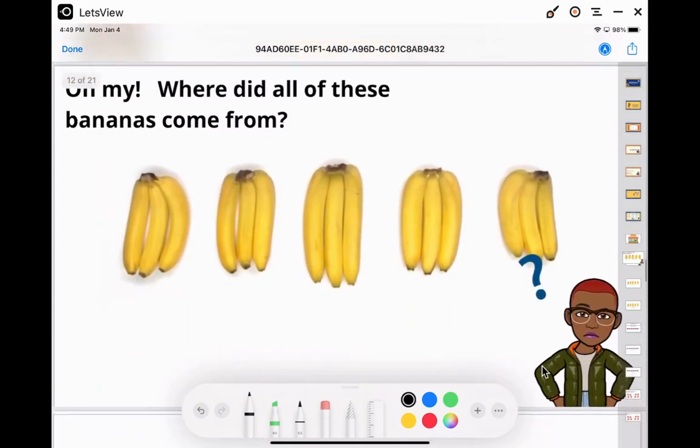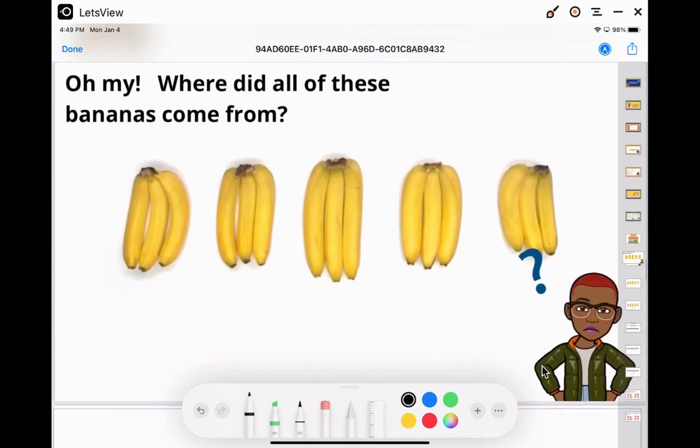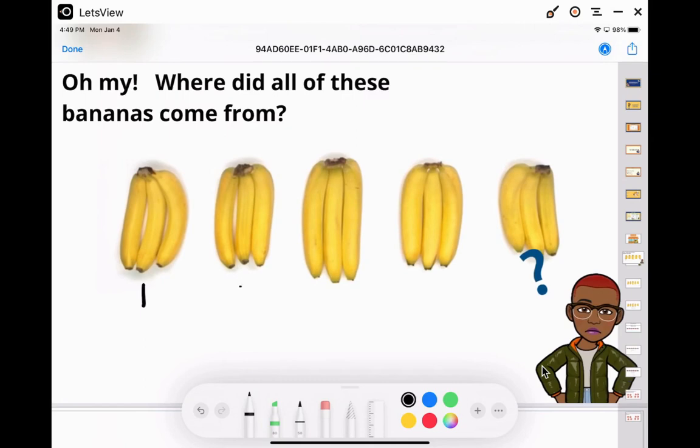Oh my, what is this? Where did all of these bananas come from? There are way more bananas than there were before. I think that I see 1, 2, 3, 4, 5 groups of bananas now. But there aren't just 5 bananas. Today, we're going to talk about how we can find out how many bananas we have in all.